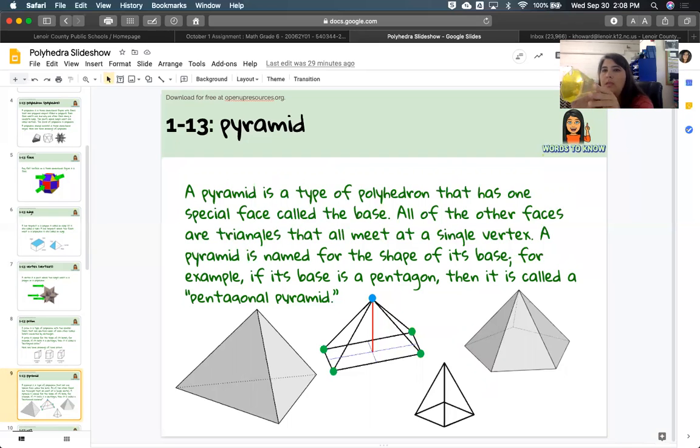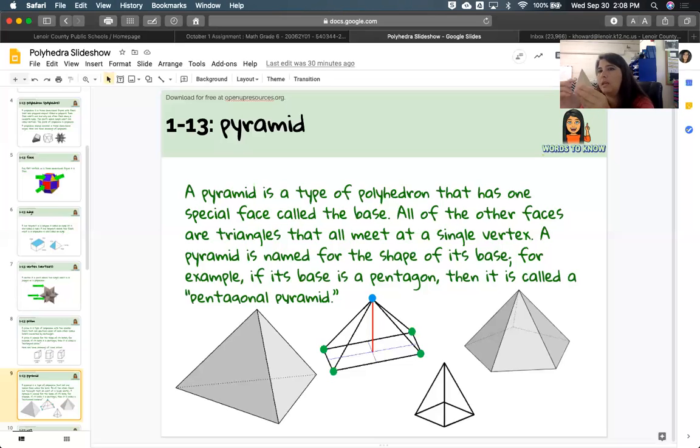The same thing with this one. It has an octagonal base, and the octagonal base has sides, faces that are triangles that are connected by one vertex. And for this one, it has a square base, and it is connected to the vertex at the top by triangular faces. So this would be a square pyramid.